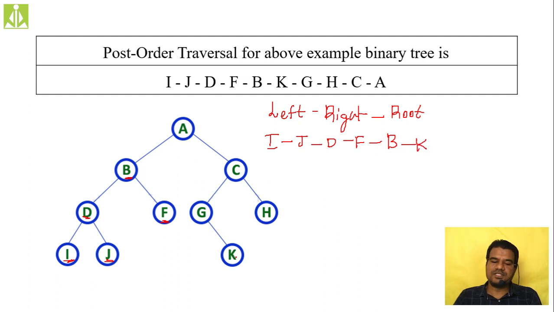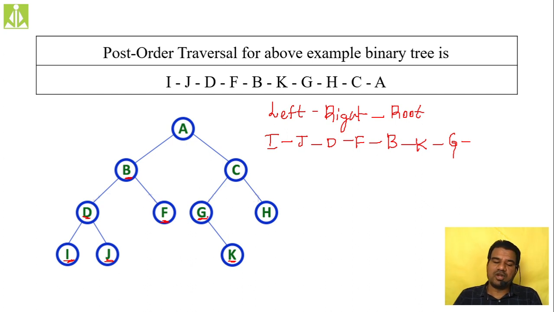K. So after visiting K, come back to G. For K there is nothing. No left, no right. So we have visited K. So then after visiting K, come back to G. For this G, left nothing to visit, right already visited. So now you visit root. G we are visiting. So K, G. Then after G, come back to C.